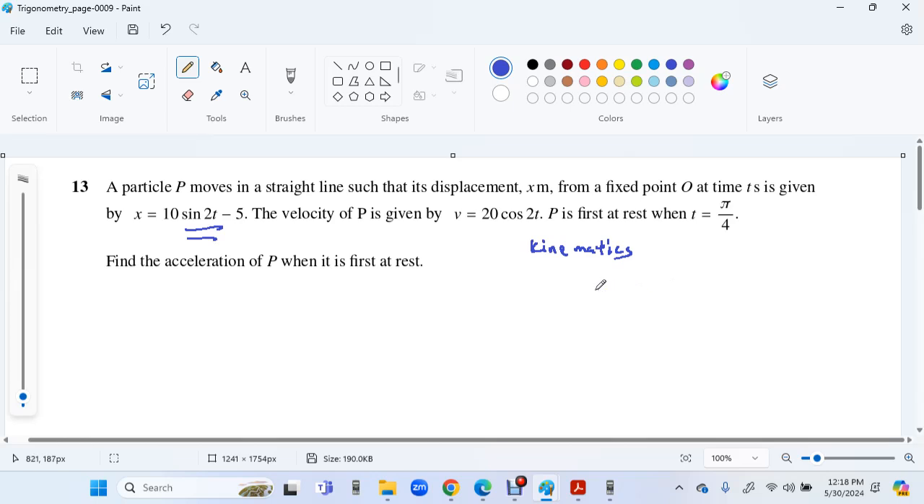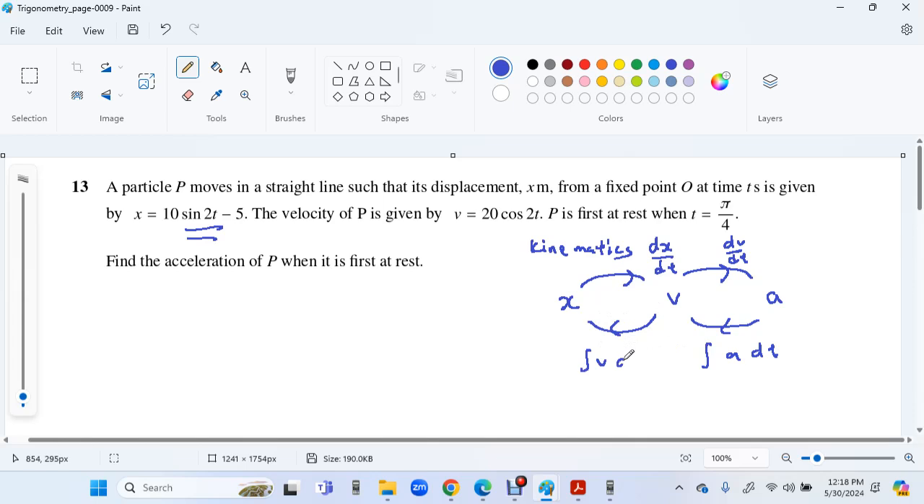So for the kinematic, we need to know that they have the displacement x, velocity v, and the acceleration a. So when we find the first derivative, dx/dt, it will become the velocity. And we differentiate again, dv/dt will be the acceleration. So if we integrate the acceleration, then it will become the velocity. And we integrate the velocity, then it will become the displacement. So at rest, that means the velocity equals 0. Point O, that means the displacement is 0.